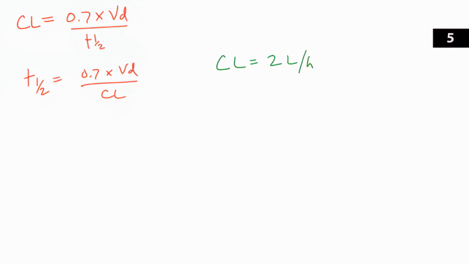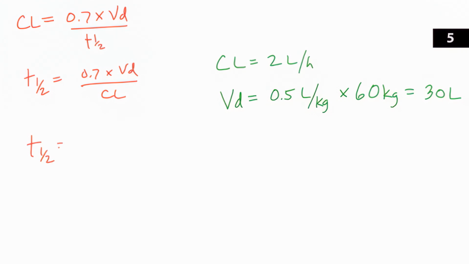So if this patient is 60 kilograms, the volume of distribution for this drug in this patient is 0.5 times 60, which gives you 30 liters. So the volume of distribution here is 30 liters, and you multiply that by 0.7 and divide by your clearance, which is 2, and you get 10.5. So the half-life here is 10.5 hours.